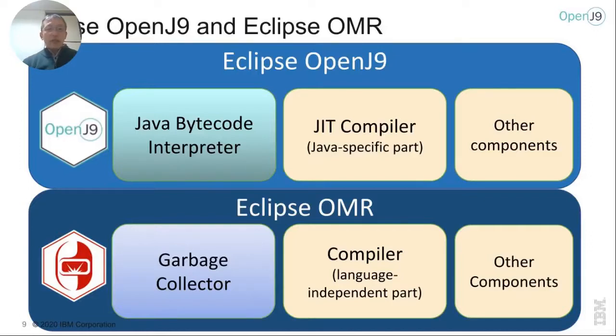Going on to the next page, I'd like to talk about OpenJ9 and OMR. When J9 virtual machine was open sourced, it was divided into two projects. One is Eclipse OpenJ9 and the other is Eclipse OMR. Eclipse OMR is a project that implements language independent runtime technologies. That includes garbage collection and compiler and porting layers. The components in OMR can be used to build other languages, such as Python and Ruby.